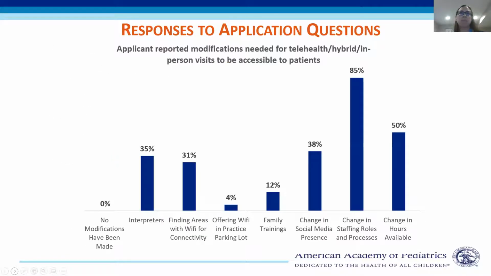Next slide, please. And applicants reported the following modifications were needed in order to remain accessible to their patients. Everybody said that they did make modifications. 35% introduced interpreters, 31% helped patients find areas of Wi-Fi for connectivity, 4% of practices offered Wi-Fi in their parking lot, 12% offered family training, 38% changed their social media presence or profiles, 85% had changes in their staffing roles as well as processes, and 50% modified by changing their hours that they were available for patients.